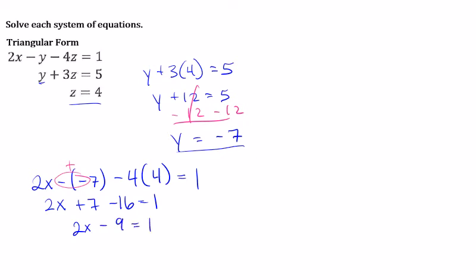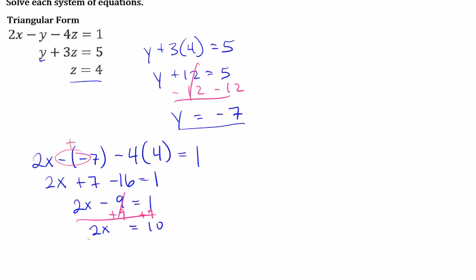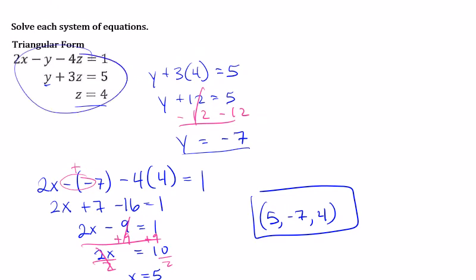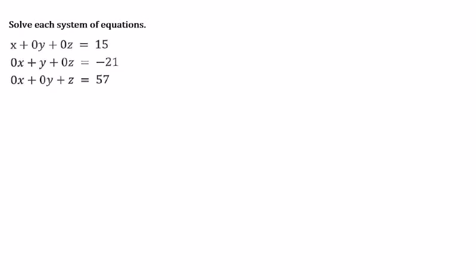We can add 9 to both sides, and so we get 2x equals 10. And then we can divide by 2 on both sides, and we get x equals 5. So we ended up with 5, -7, 4. And that was a little bit easier because we had it in triangular form. That's one of the things our calculator can actually do for us. It can get a system of three equations like the one we saw earlier and convert it into triangular form.